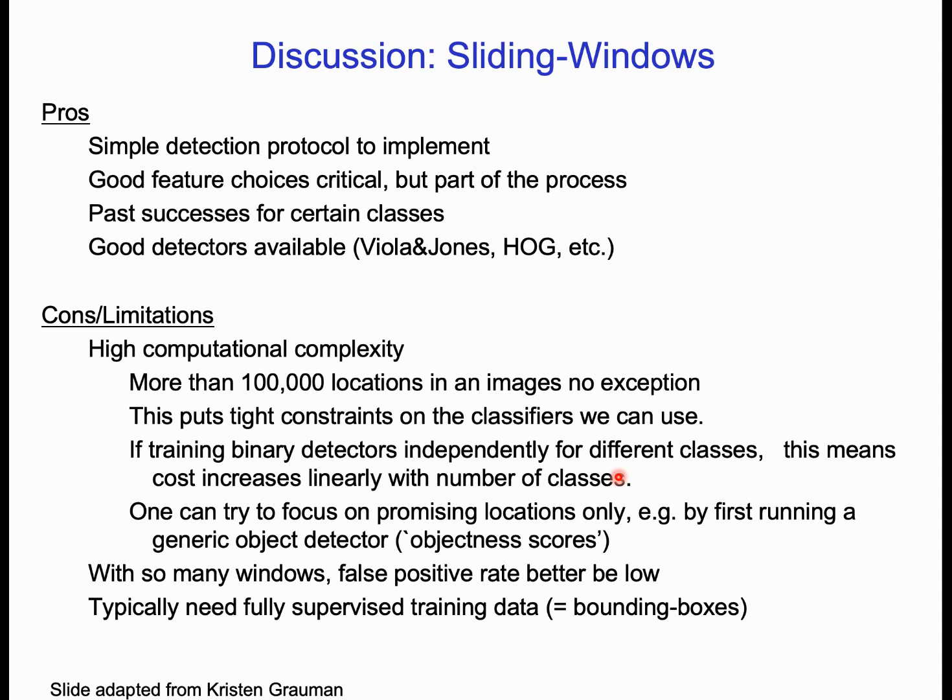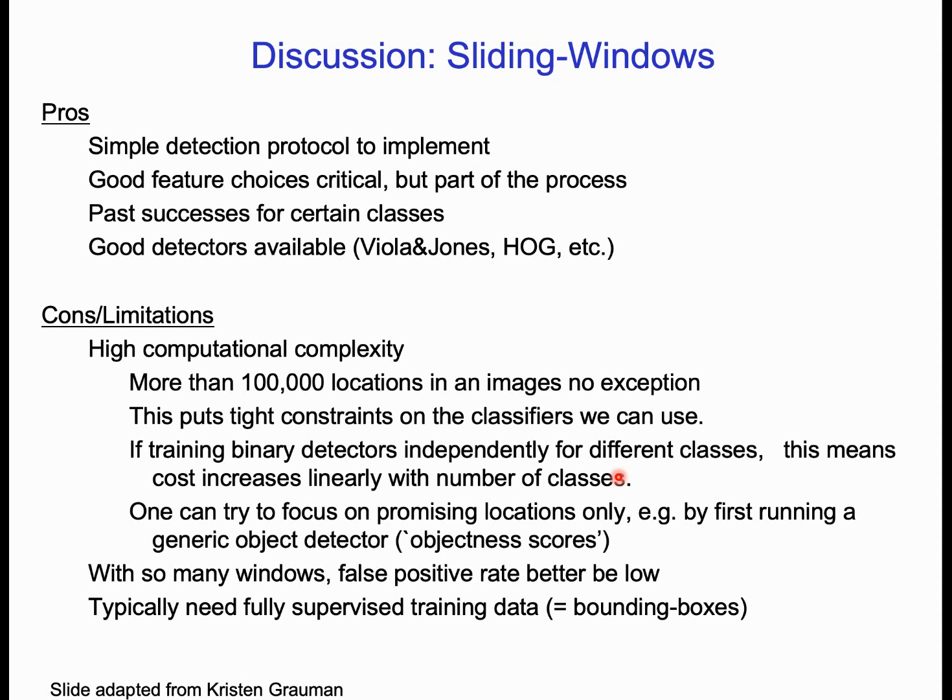The limitations are that it's still high computational complexity. For each patch, you need to give a decision. So more than 100,000 locations in an image have to be fed through a binary classifier for a decision. Now, this puts a tight constraint on the classifiers that we can use. We cannot use extremely complicated classifiers. Also, training detectors is independent for different classes. This means if I'm interested in detecting multiple objects in the image, then I need to train multiple binary classifiers. That costs both in training time, but also in test time, because I have to run them successively.